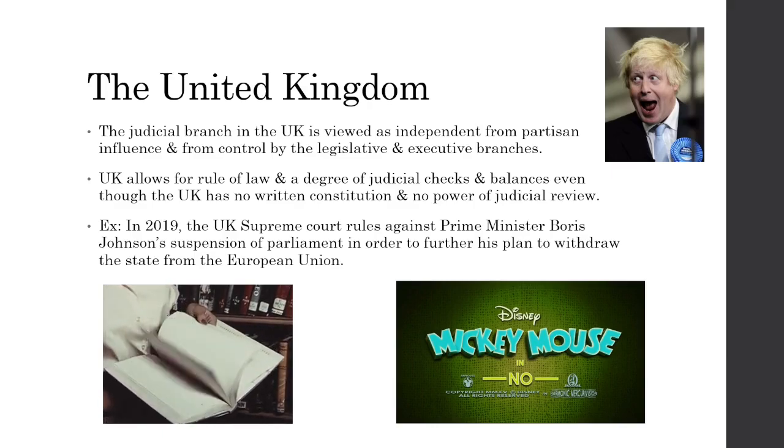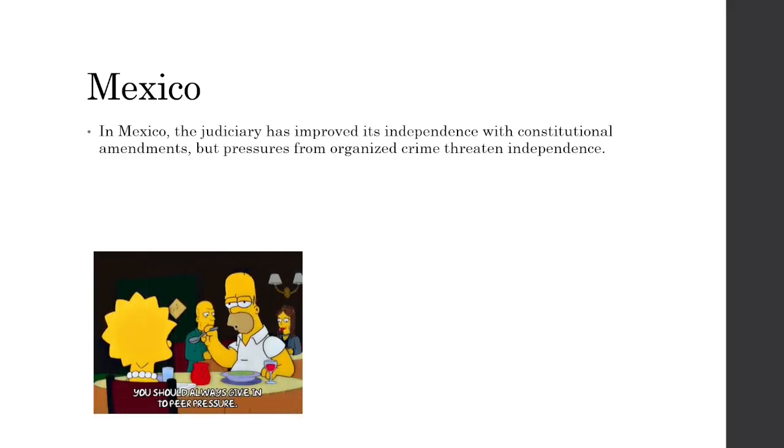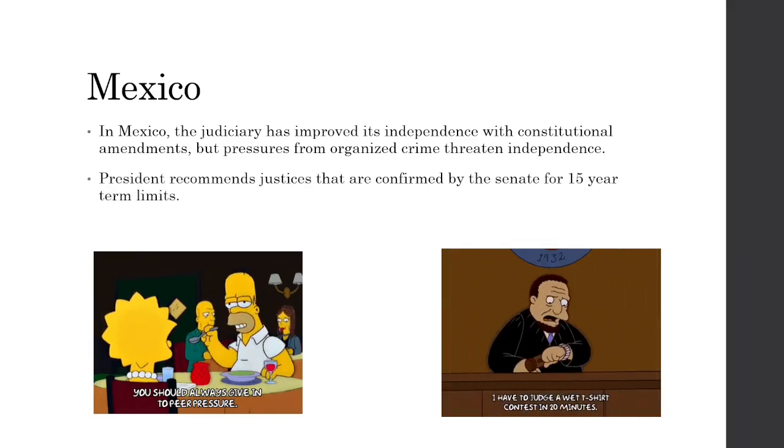So in Mexico, they have an improved judiciary with improved independence, particularly in their judicial review, which can call for constitutional provisions. But they do see pressures from organized crime that threaten their own independence. Particularly, this is the drug cartels that threaten their own autonomy and their own rule. The president can recommend justices that are confirmed by the Senate for a 15 year term. So this kind of weeds out any justices, weeds out those that are on an agenda.